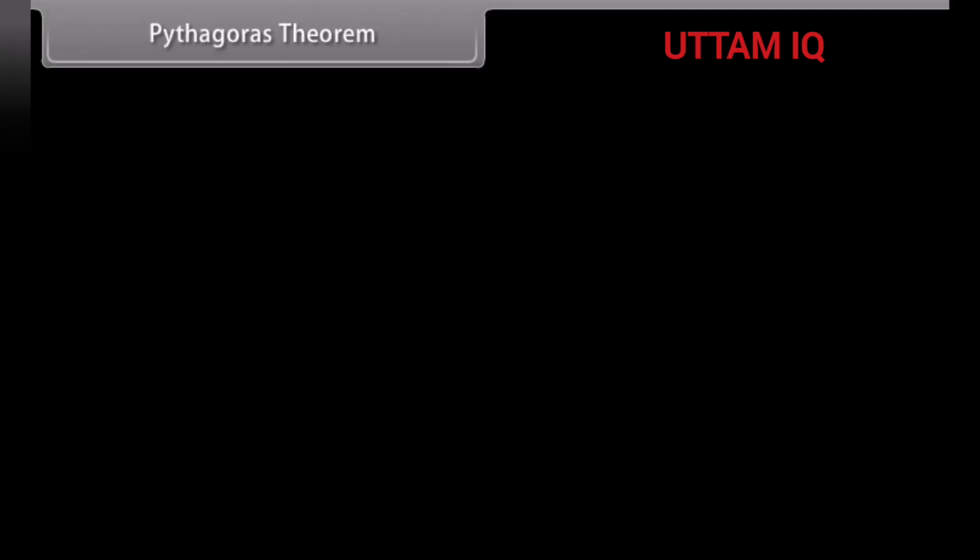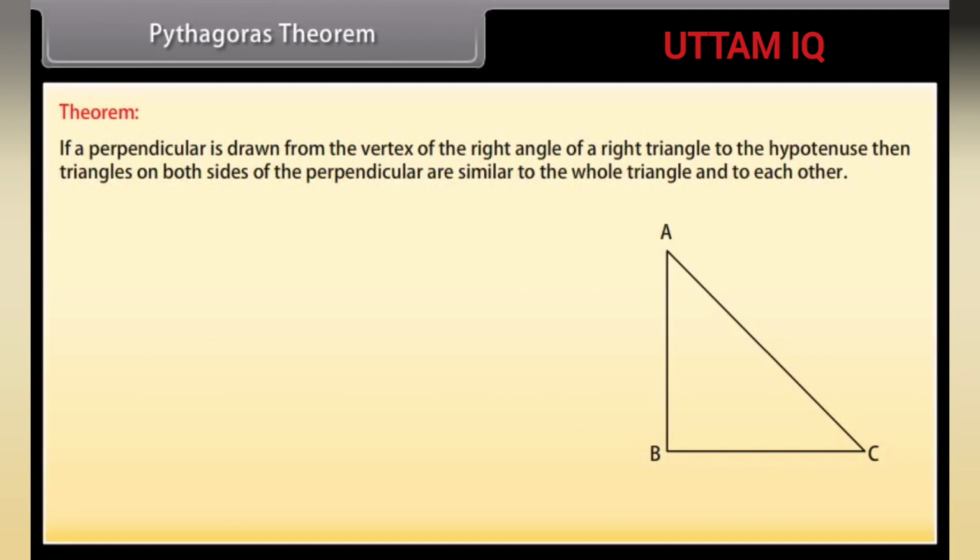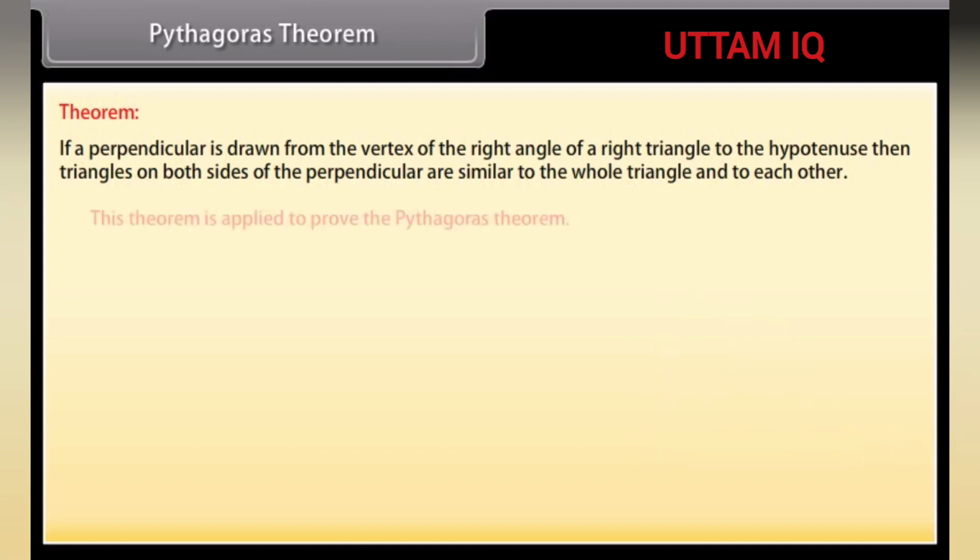Pythagoras theorem. If a perpendicular is drawn from the vertex of the right angle of a right triangle to the hypotenuse, then triangles on both sides of the perpendicular are similar to the whole triangle and to each other. This theorem is applied to prove the Pythagoras theorem.